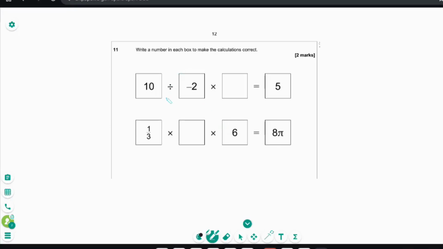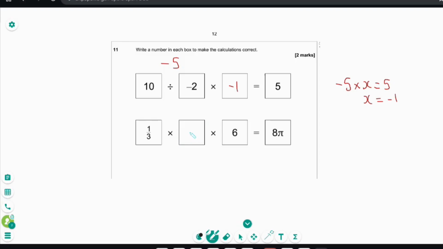10 divided by minus 2 times something is equal to 5. Well, 10 divided by negative 2 is negative 5. What do you multiply negative 5 by to get 5? I'm going to just think of it like this. If I solve this as an equation now by dividing both sides by negative 5, gives us x is negative 1. You can check that on your calculator. 10 divided by negative 2 is negative 5, times negative 1, 5.